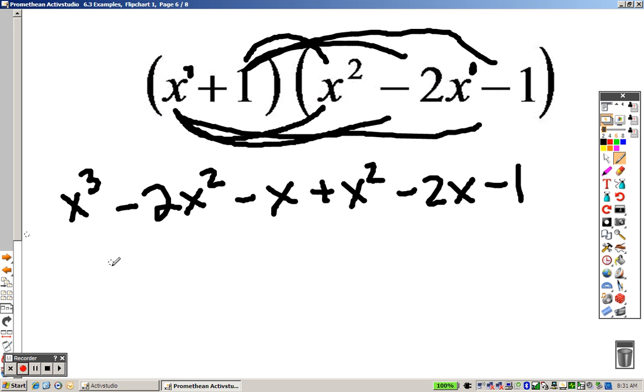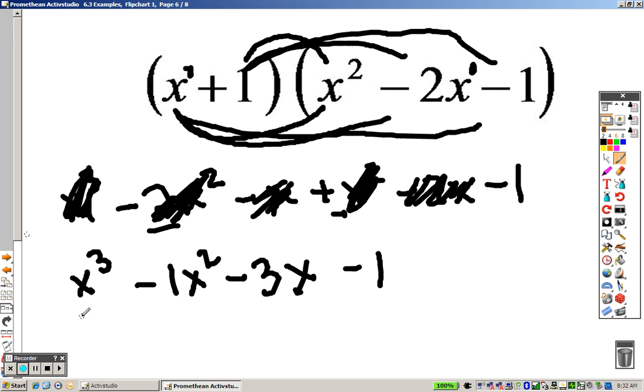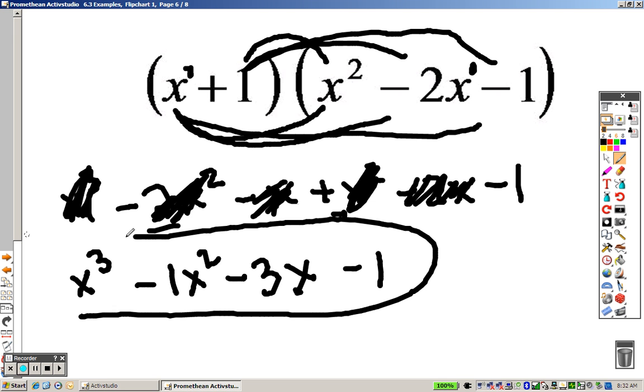So all you need to do is add everything together. I have an x cubed. There's no other x cubed. Negative 2x squared and 1x squared gives me negative 1x squared. And now they're gone. A negative x and a negative 2x is negative 3x. Gone. Negative 1 in the back. And there is your answer.